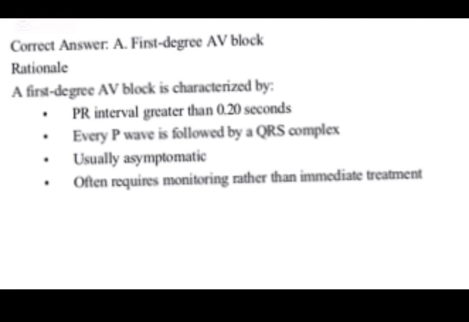First-degree AV block. Rationale. A first-degree AV block is characterized by a PR interval greater than 0.20 seconds. Every P wave is followed by a QRS complex. Usually asymptomatic. Often requires monitoring rather than immediate treatment.